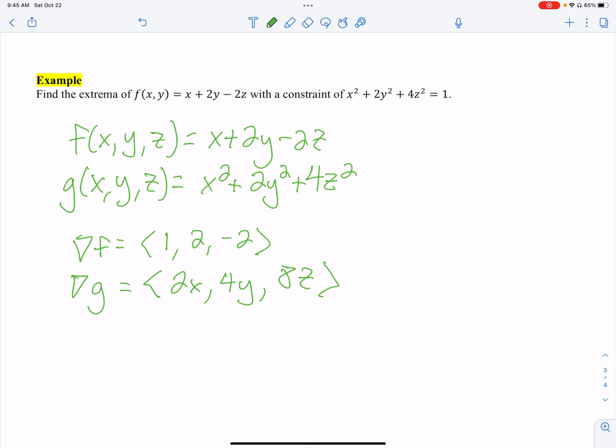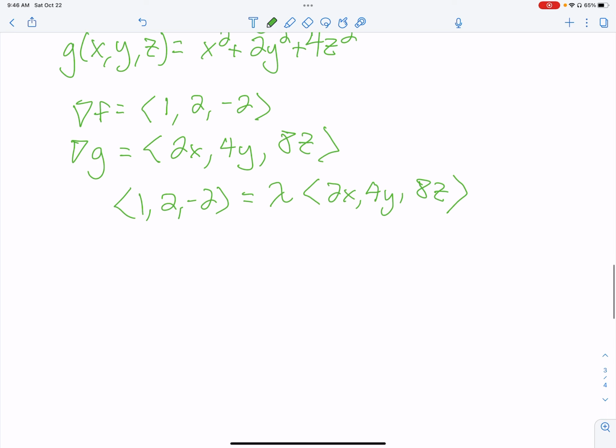We know now that they are scalar multiples of each other, so we're going to have (1, 2, -2) equals lambda times (2x, 4y, 8z). So we have three equations here. I got 1 equals 2 lambda x. I got 2 equals 4 lambda y. And then I have my last one, which is -2 equals 8 lambda z.